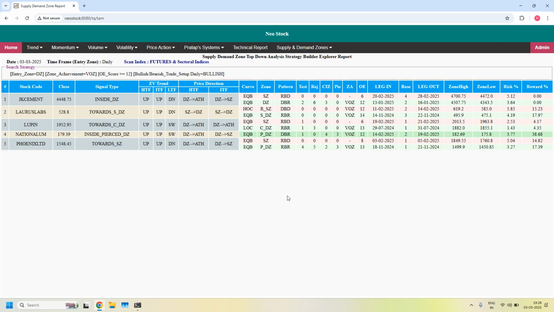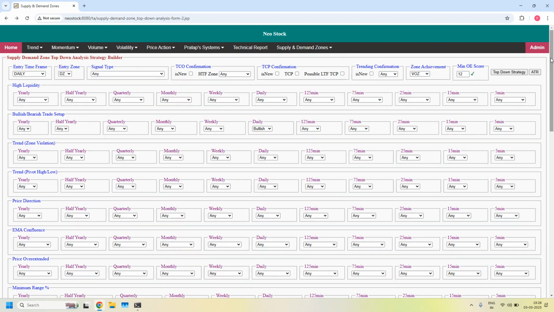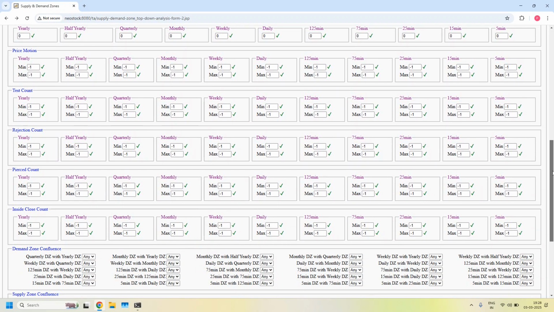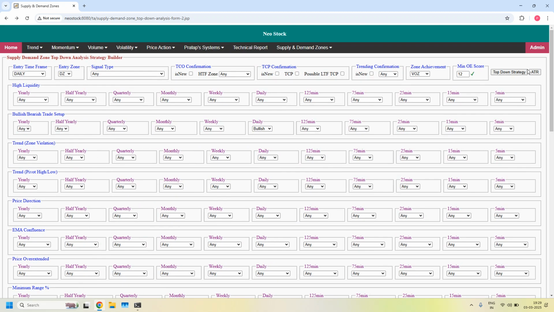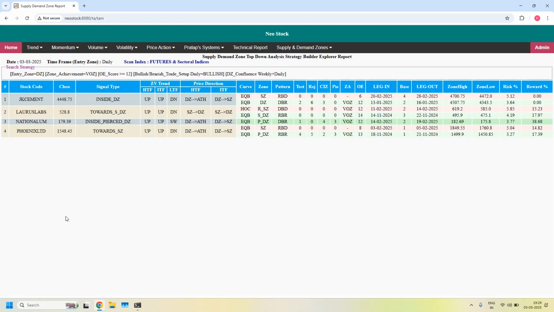Out of these 5, how many are having ITF zone confluence? Let's verify. That is a daily and weekly demand zone confluence. So this is the filter I am enabling. So out of 5, 4 are having daily and weekly demand zone confluence. That means daily zone is part of weekly demand zone. And the weekly trend is up for all these stocks.